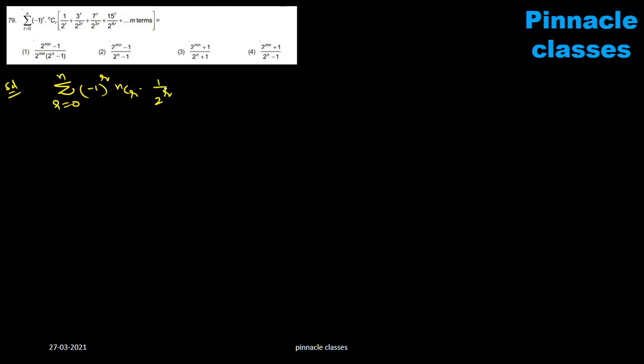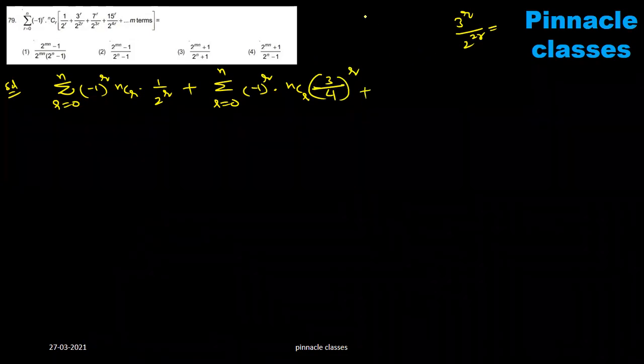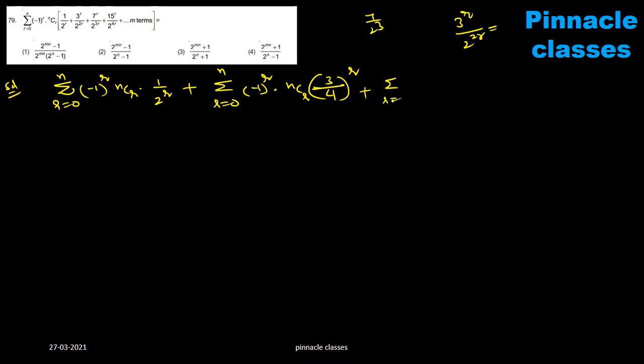Like that you can write C plus sigma r from 0 to n minus 1, whole power r, nCr into 3 power r by 2 power 2r. How to write here, students? That is (3/4)^r. See carefully. Plus 7 by 2 cube, how to write? Step by step I'm writing. 7 by 2 cube is 7 by 8, (7/8)^r, and so on up to m terms.